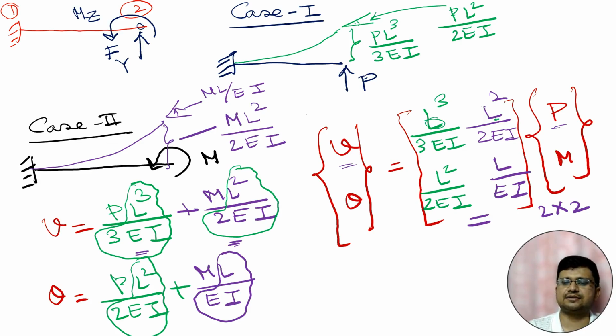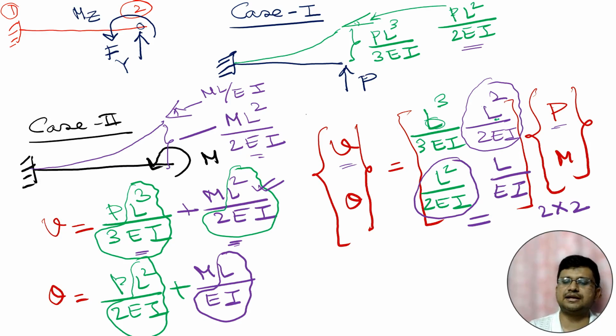Now the interesting thing is that both these terms are the same. But this term L square by 2EI comes from this part: M into L square by 2EI, which is the deflection for the second case. That means when you are applying moment M, the deflection is ML square by 2EI. And this PL square by 2EI is the slope for the first case. When you are applying force P, the slope is PL square by 2EI. So one is slope for force, another is deflection for moment, but still the values are the same.